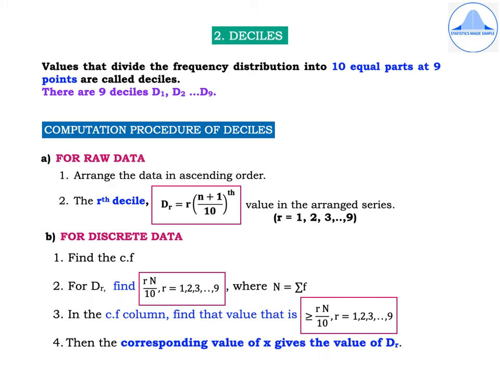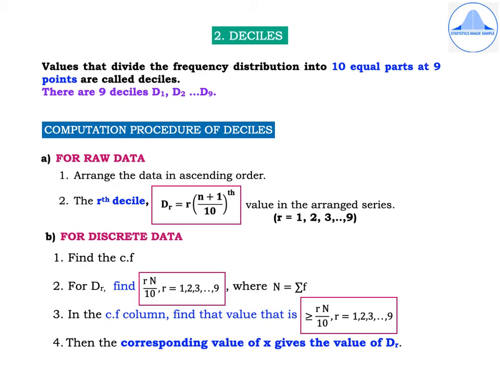Let us learn about the deciles. Values that divide the frequency distribution into 10 equal parts at 9 points are called deciles. There are 9 deciles which are denoted by D1, D2 up to D9. Now let us learn the computation procedure of deciles. Subdivision A for raw data. The first step is to arrange the data in ascending order. The rth decile, that is Dr, is equal to r into (n plus 1) by 10th value in the arranged series, and now r takes the values 1, 2, 3, so on till 9.